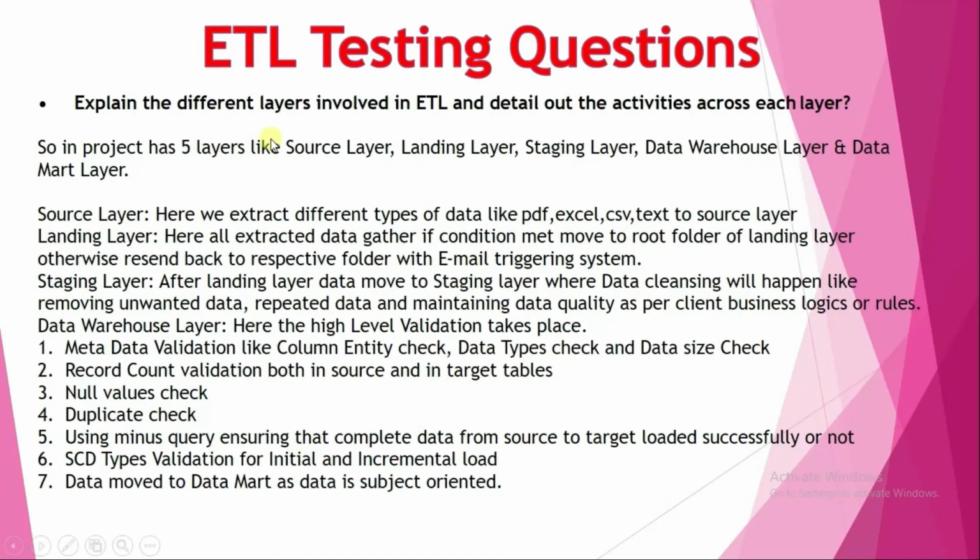Then coming to the next question: explain the different layers involved in ETL and detail out the activities across each layer. A project has 5 layers: source layer, landing layer, staging layer, data warehouse layer and data mart layer. In the source layer, we extract different types of data like PDF, Excel, CSV, text. In the landing layer, all extracted data is gathered; if the condition is met, it moves to the root folder of the landing layer, otherwise it is sent back to the respective folders with an email triggering system.